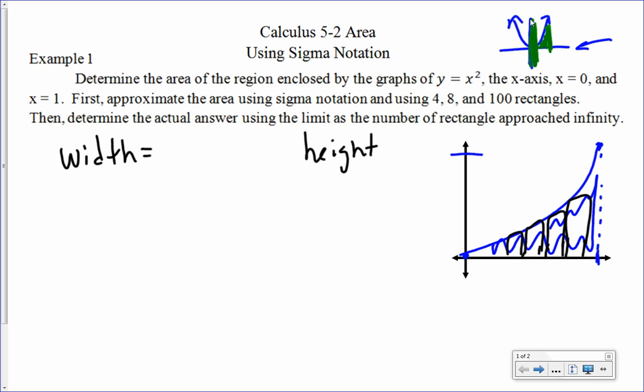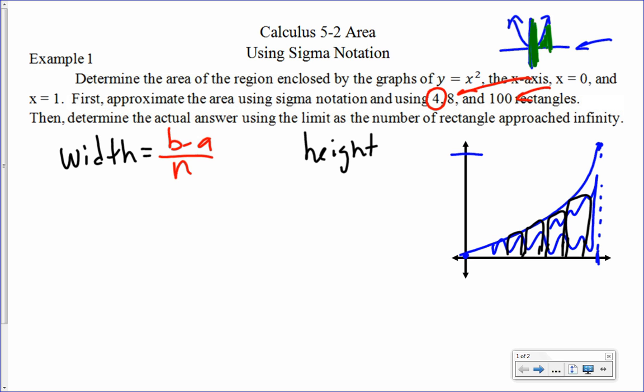Okay. But wait a minute, what did we do before? For example, if I knew there was 4 rectangles, we would do b minus a divided by 4, and that would tell me how wide each one should be, right? If there was 8, we would do b minus a and divide by 8. If it was 100, we'd be b minus a and divide by 100. So it's really b minus a divided by n, right? Isn't that how wide each one would be, no matter which of these we use?